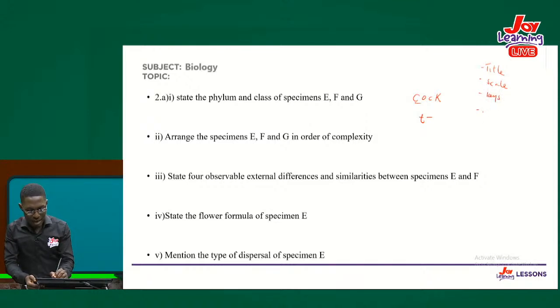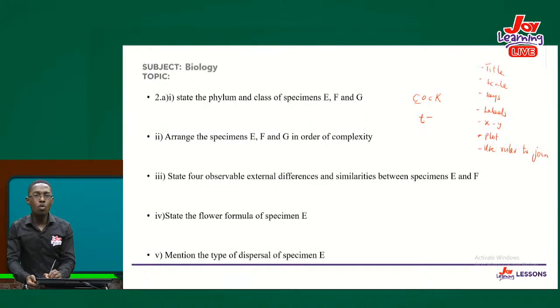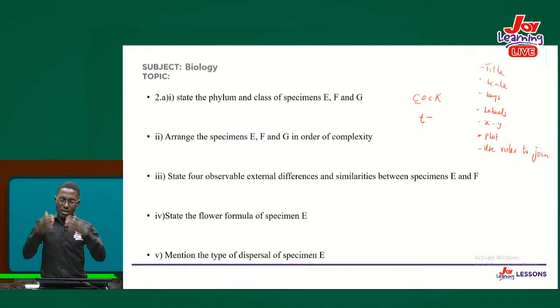Then every graph has labels. Your X and Y axis. Then you plot correctly. Then use a ruler to join them. Then go and answer the other questions. Doing this drawing, graph, and experiment, usually you get some marks. For experiment, what we don't like is when you are leading us and you make a mistake somewhere, we stop there. So if you're leading me through a protein test, and you make a mistake on the third point, I'll stop at the third point. Because if I follow it, I won't get the same result.